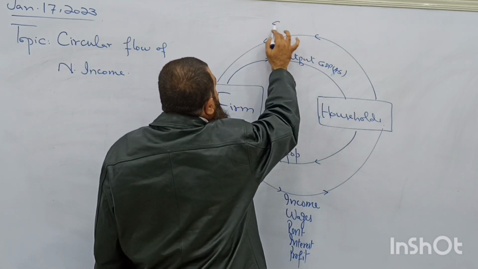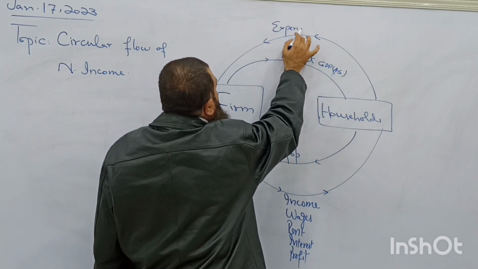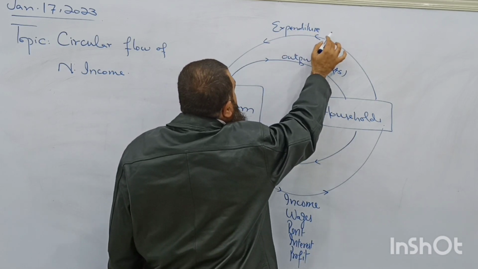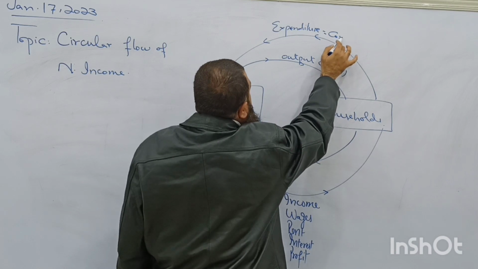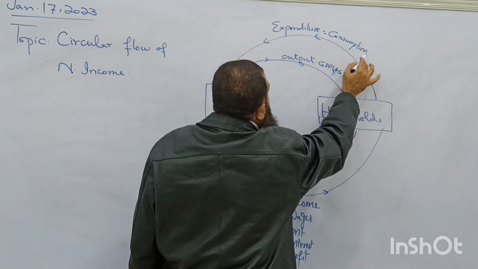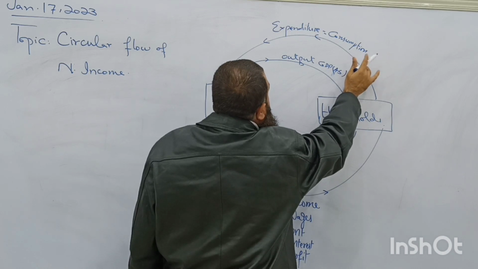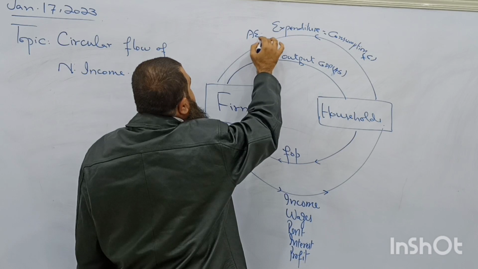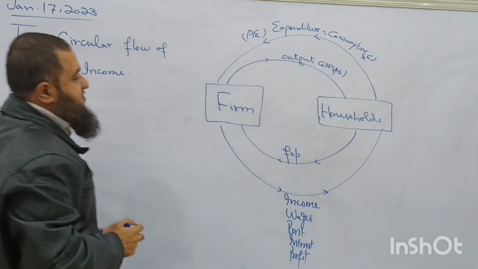This is expenditure by the households, and that is called consumption. The consumer expenditure, we can write it as C, or aggregate expenditure. This is the aggregate expenditure side.